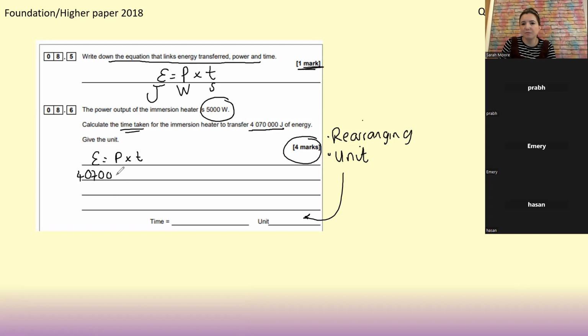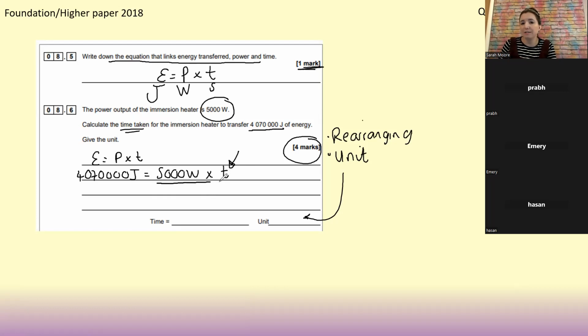4,070,000 joules, making sure I've got the right zeros on there. So power is 5,000 watts times time, and time is what we need to find. So we need to do some rearranging here. Get my calculator ready. Now, you might know how to rearrange equations from maths. We need to get time on its own. We need to make time the subject.